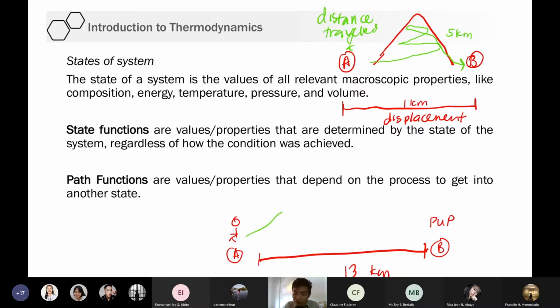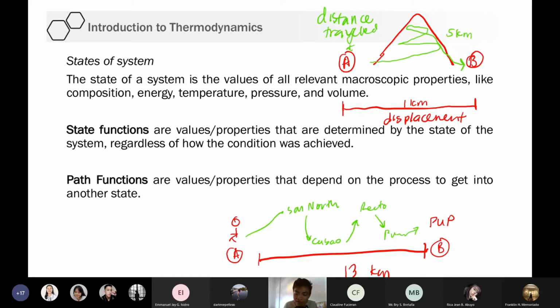Kunwari, pupunta muna ako ng SM North, no? Tapos pupunta ka mamaya ng Cubao. Mula sa Cubao, pupunta muna ako sa saan kaya? O sa Recto. Tapos mamaya pupunta pa ako sa Puresa. Tapos nasa PUP na ako. Ang dami kong inikot-ikot, no? So, that's more than 13 kilometers.